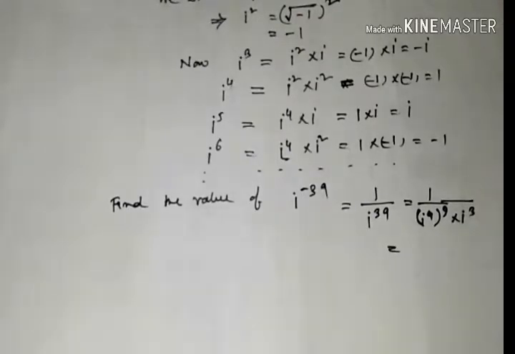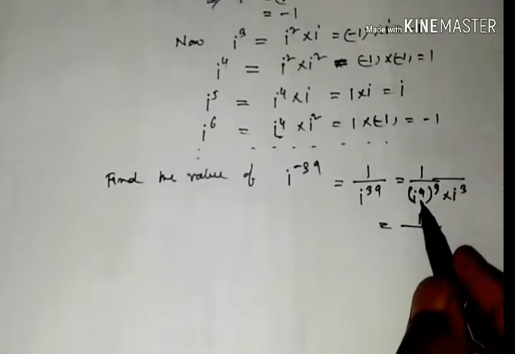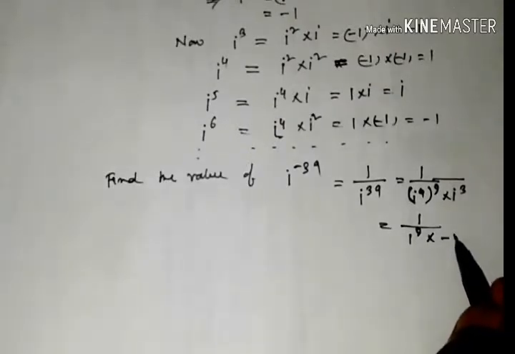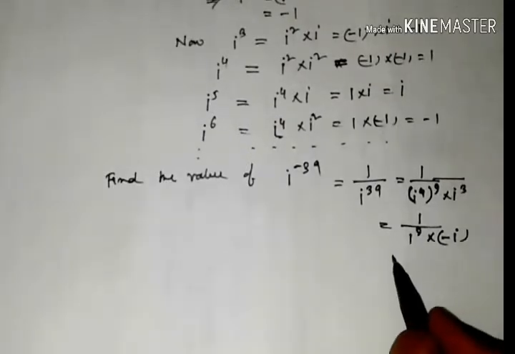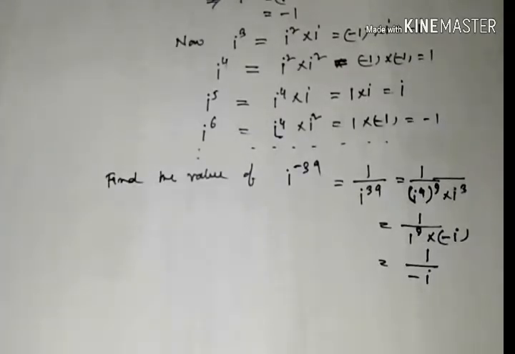Now, what is i to the power 4? We have already derived it. That is 1 to the power 9, and i cube is equal to minus i. 1 to the power 9 is 1. Therefore, it is 1 by minus i.